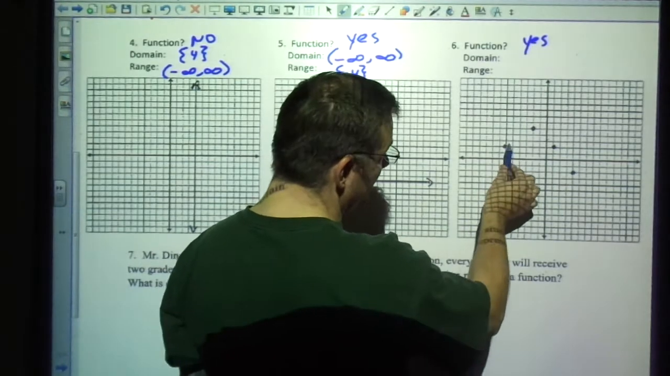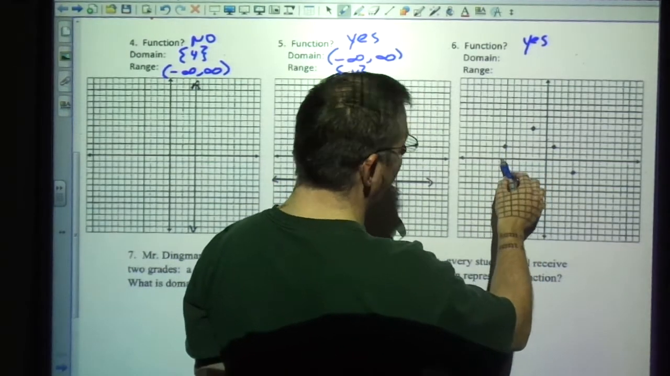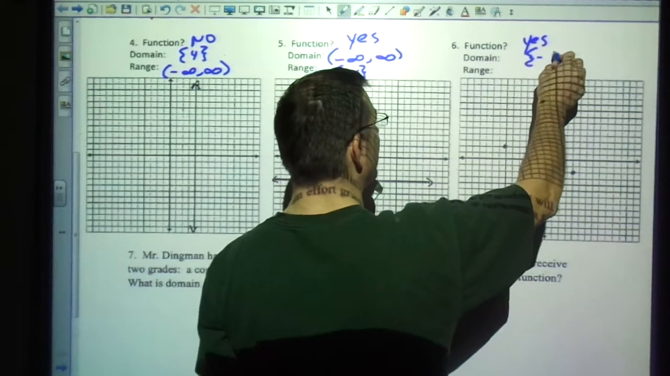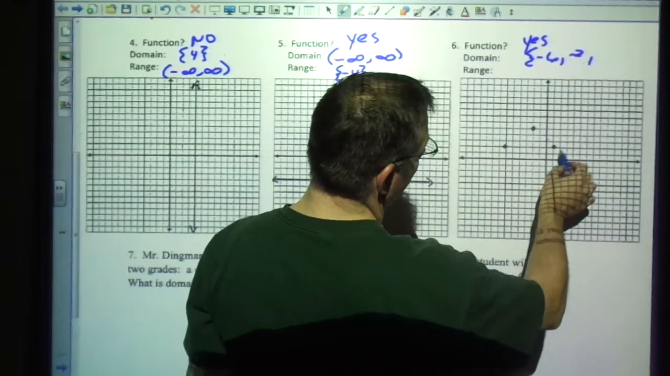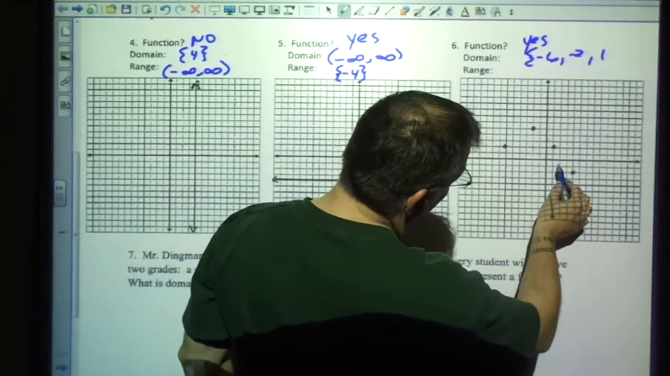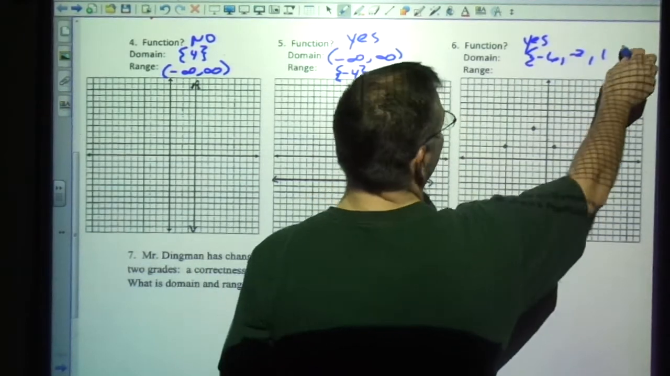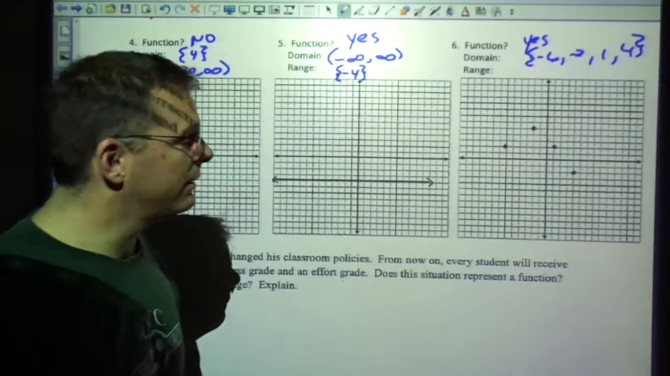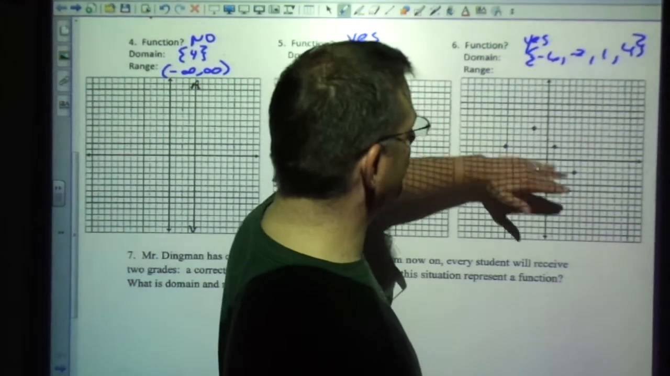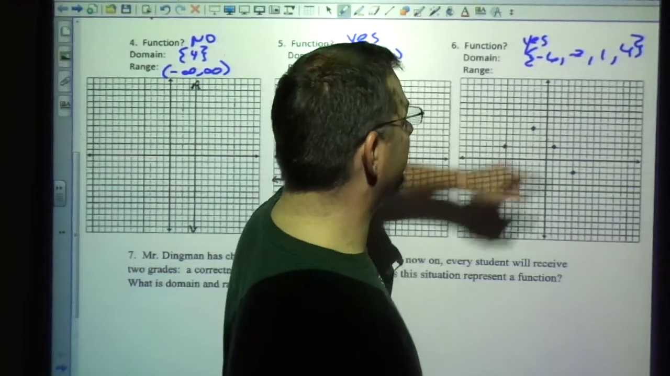Domain is going to be this number, 1, 2, 3, 4, 5, 6, negative 6, negative 2, positive 1, and 1, 2, 3, 4. Those are the 4 numbers that x can be. Y can be negative 2, 2, and 3, 4, 5.